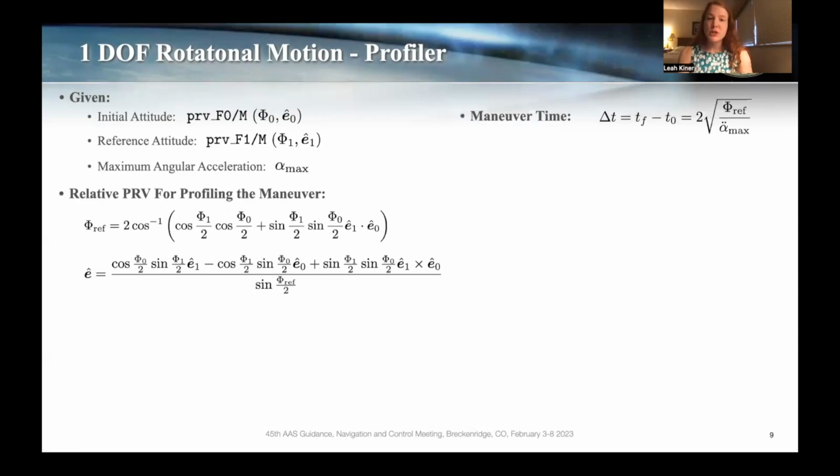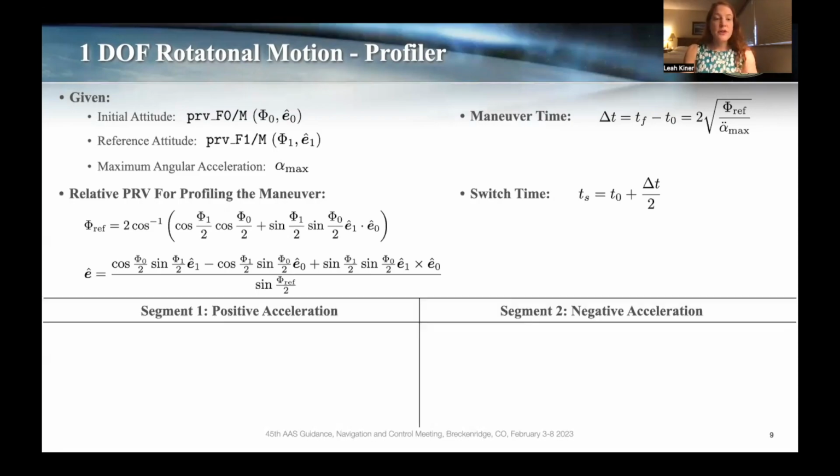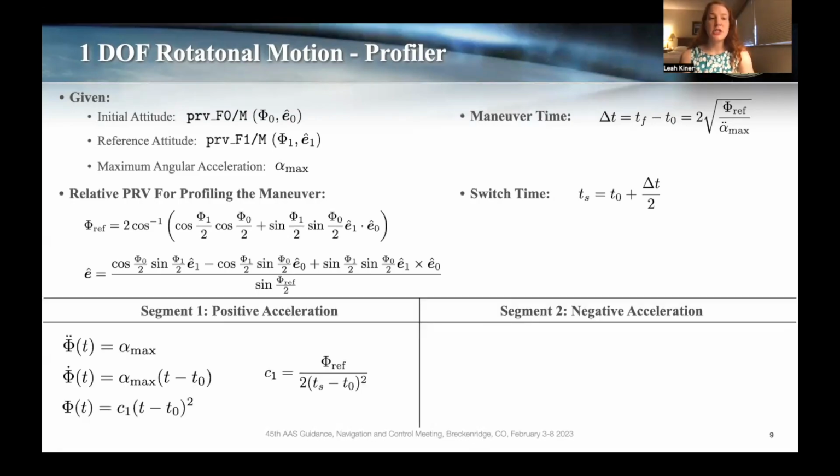So with this information, we can define our required maneuver time and then also our switch time where we are changing from a constant positive acceleration to a constant negative. So for our first segment, we have the positive acceleration here described by these equations. We can see that our angular velocity is expected to be linear, and then our angular position is going to be parabolic as a function of time.